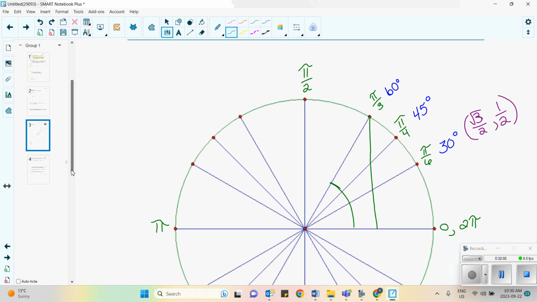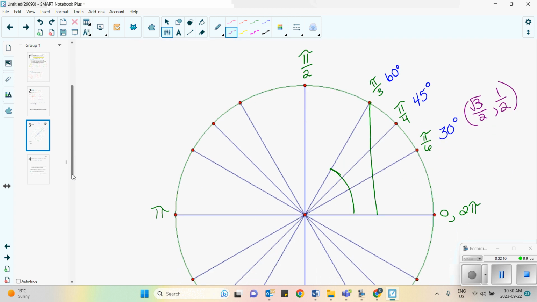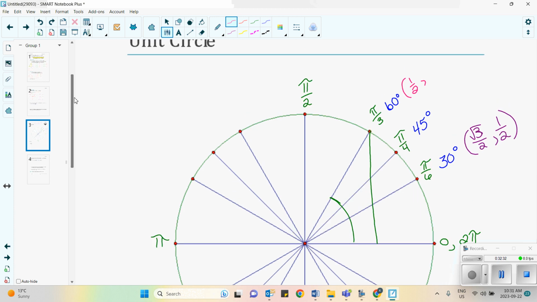Okay, let's jump to 60 for a sec. We're just going to skip 45 for a second. So 60, what is my cos? 1 over 2. And then my y is root 3 over 2. Now these are the coordinates of where this point on the circumference is actually located.